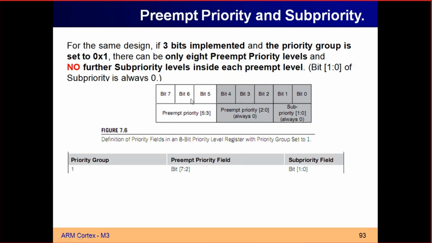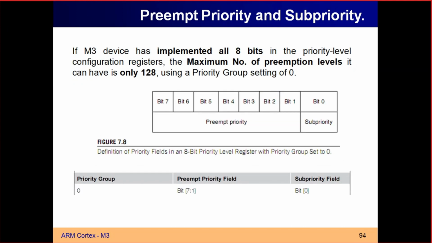If you have only 3 bits implemented and you configure the priority group as 1, sub priority will not be there. So you should not do it like this. That is what is shown in this slide. If you have only 3 bits, you should not configure the priority group as 1, because then sub priority will not be there.